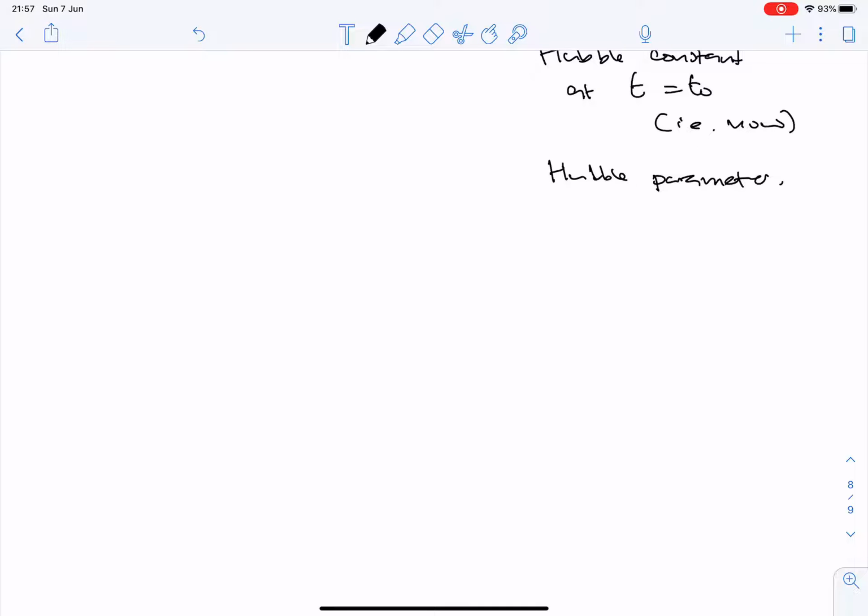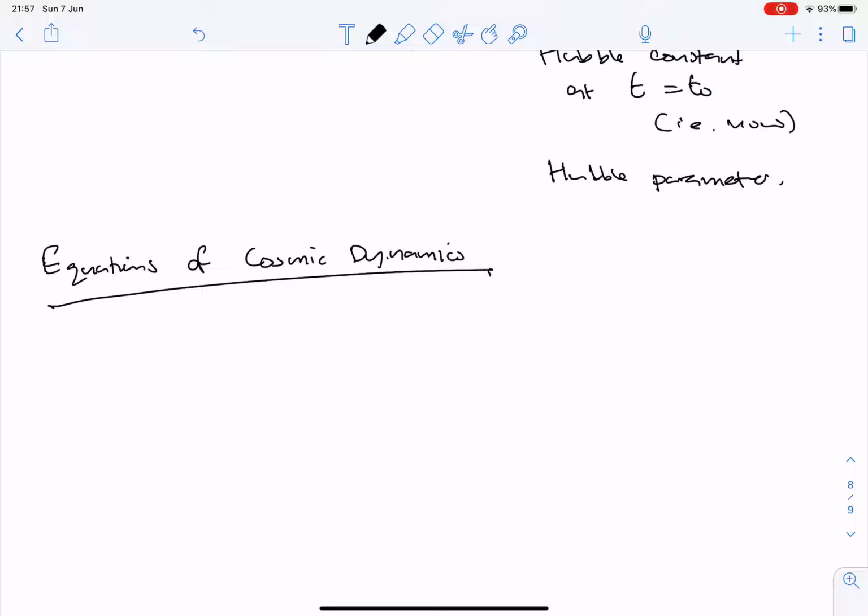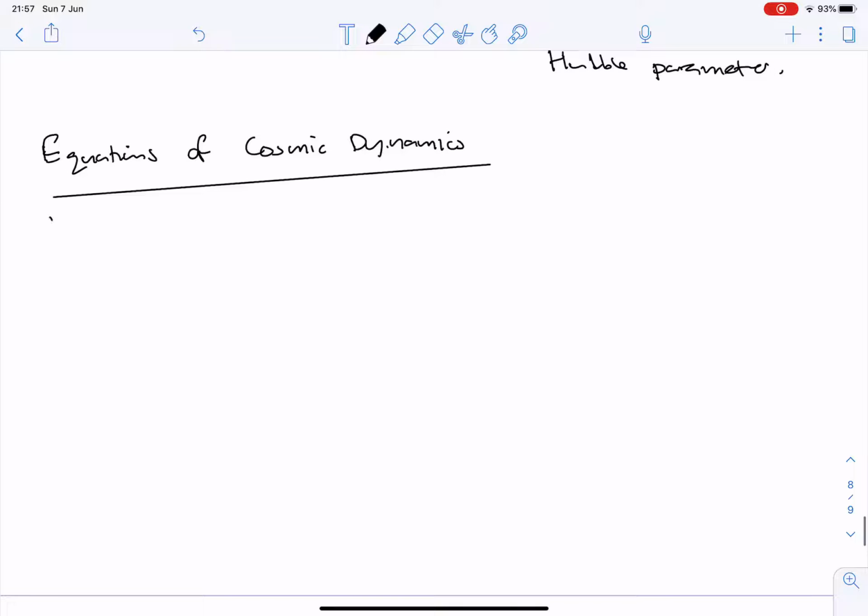So now we are ready to go on to those equations of cosmic dynamics. There are actually three of them, and they are the Friedmann equation, the fluid equation, and the acceleration equation.